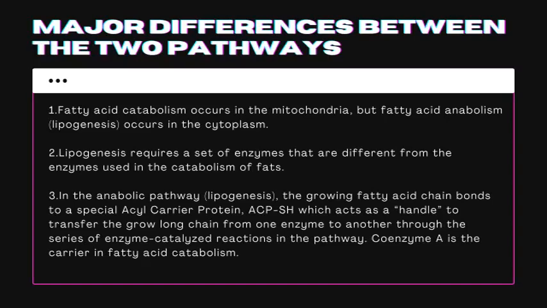Another difference is that in the anabolic pathway, the growing fatty acid chain bonds to a special acyl carrier protein, or ACP-SH, which acts as a handle to transfer the growing long chain from one enzyme to another through the series of enzyme-catalyzed reactions in the pathway. Coenzyme A, or CoA, is the carrier in fatty acid catabolism.